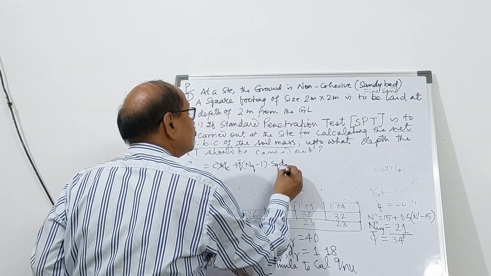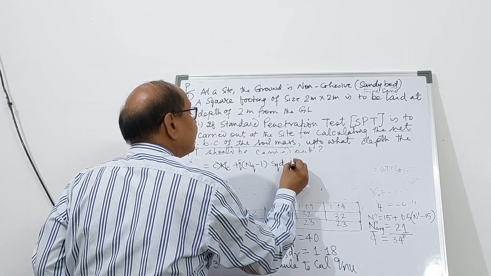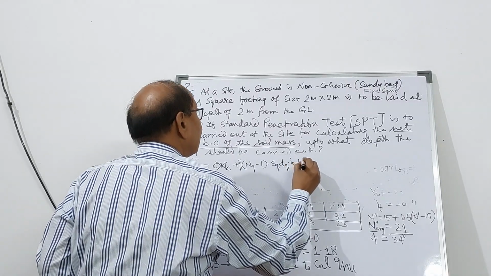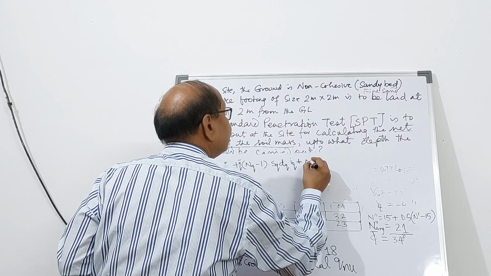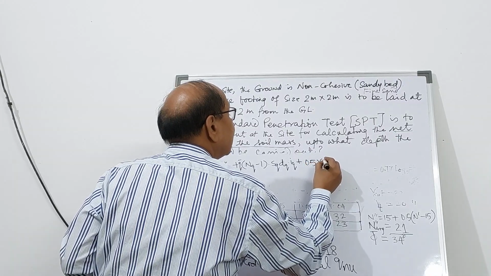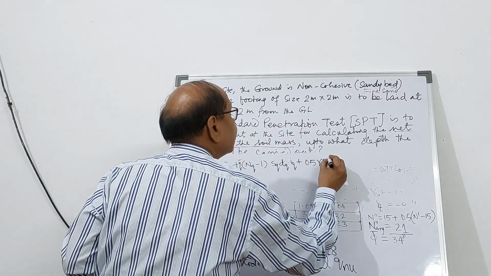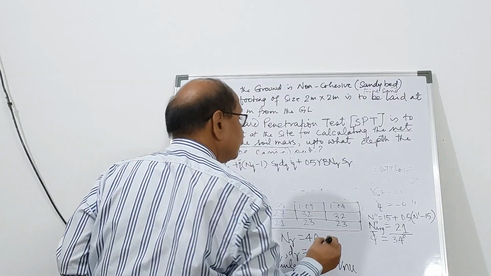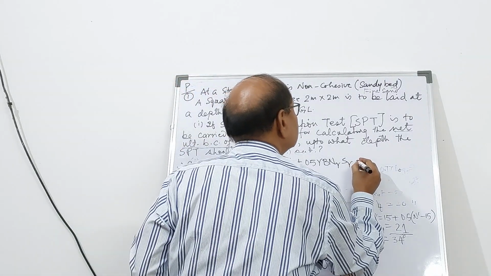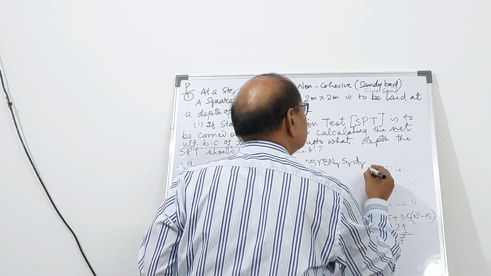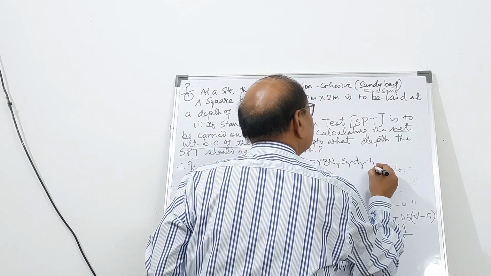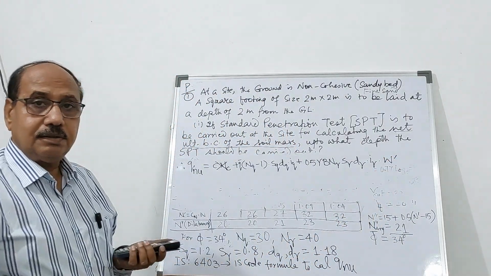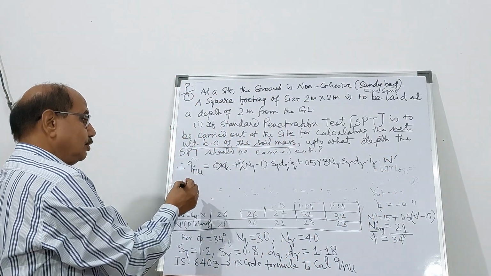Sq, dq, inclination factor iq, which is going to be 1, plus 0.5 gamma B N gamma, S gamma, d gamma, i gamma, into the water table correction factor. This is the formula as per IS code.